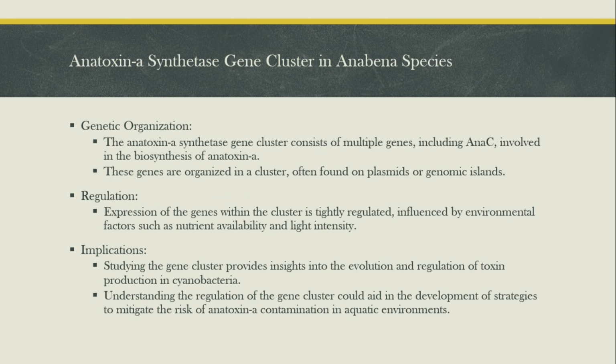Next is the anatoxin A synthetase gene cluster in Anabaena species. The genetic organization is that the anatoxin A synthetase gene cluster consists of multiple genes including NSC involved in the biosynthesis of anatoxin A. These genes are organized in a cluster, often found on a plasmid or genomic island. Regarding regulation, the expression of genes within the cluster is tightly regulated, influenced by environmental factors such as nutrient availability and light intensity. Studying the gene cluster provides insight into the evolution and regulation of toxin production, while understanding the regulation of the gene cluster could aid in the development of strategies that mitigate the risk of anatoxin contamination in the aquatic environment.